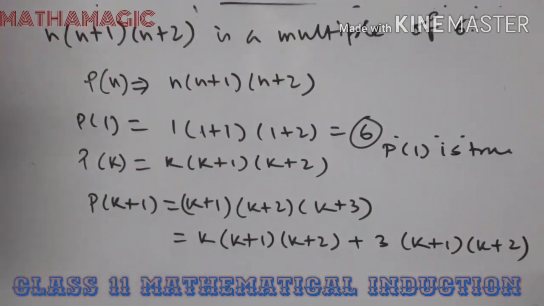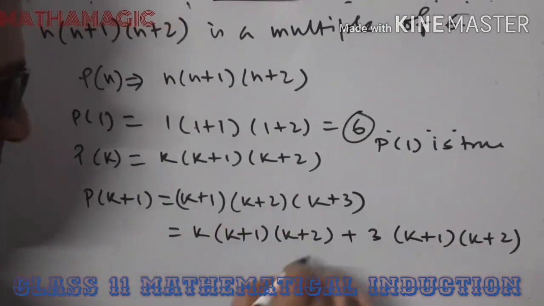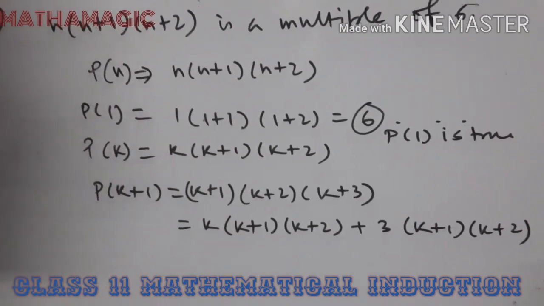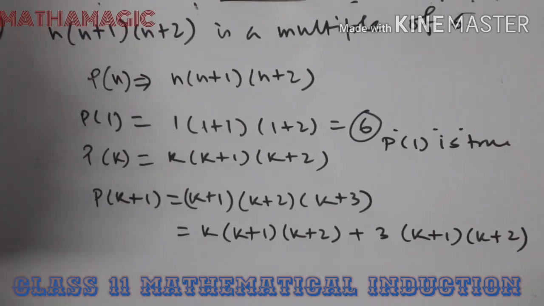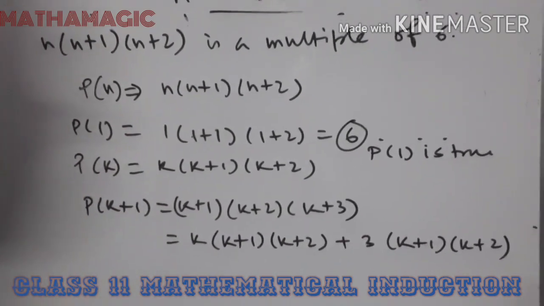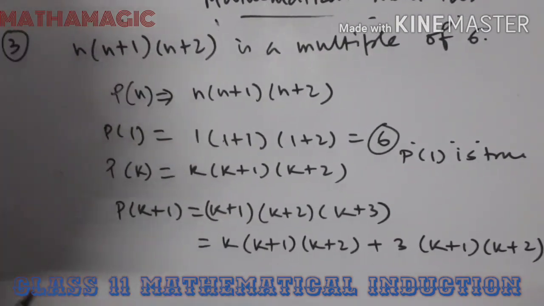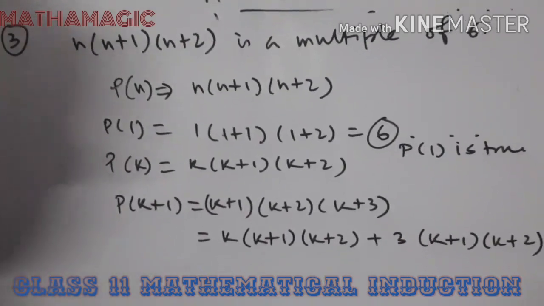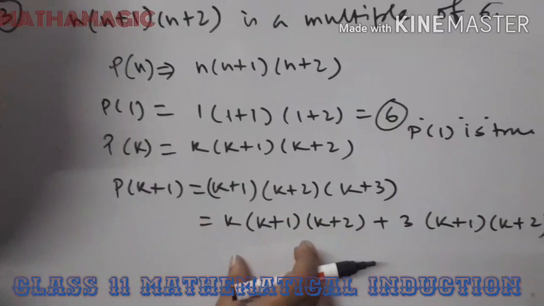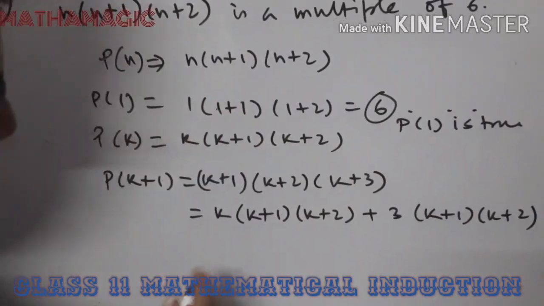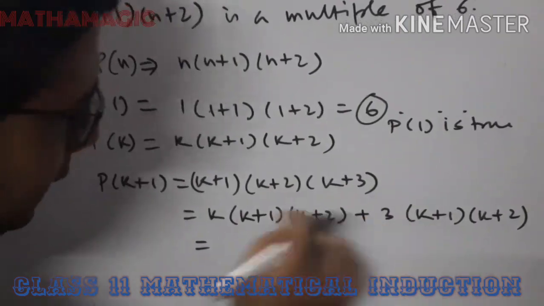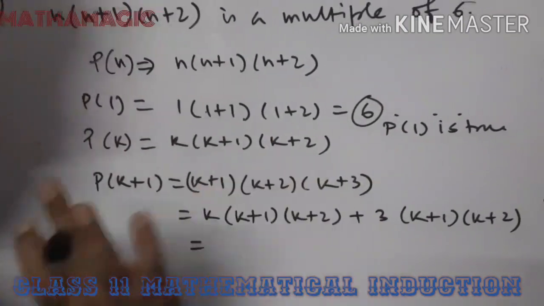Why am I writing it like this? Because we have to extract the P of k part. I have already mentioned that in P of k plus 1, you need to use the value of P of k. You need to use the concept or the value, whatever it is there in P of k. Otherwise, you can't find the solution. So in order to do that, we are just extracting out the P of k part from this particular part. So now if we take this (k plus 1) into (k plus 2) common, then it will become (k plus 3). So the thing remains the same.